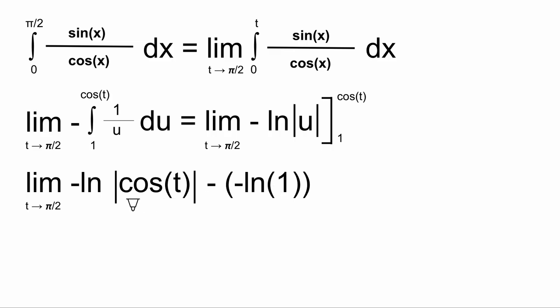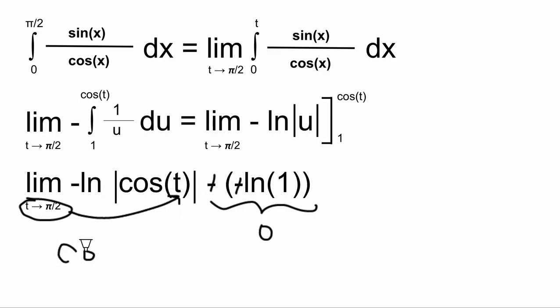So now if we were to write it out as our subtraction statement, we would have the limit as t approaches pi over 2 of negative ln of the absolute value of cosine of t minus negative ln of 1. Now the negatives can cancel out, and so we're just left with ln of 1, which is 0. And now we have negative ln of the absolute value of cosine of t. So now we can direct substitute this value in for t. We have already established that cosine of pi over 2 is 0.